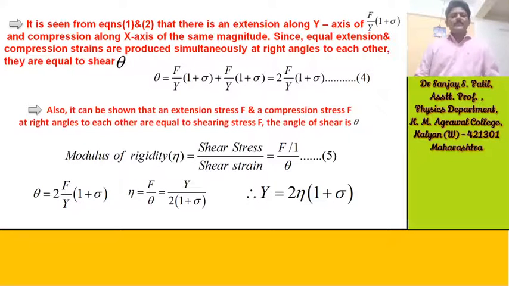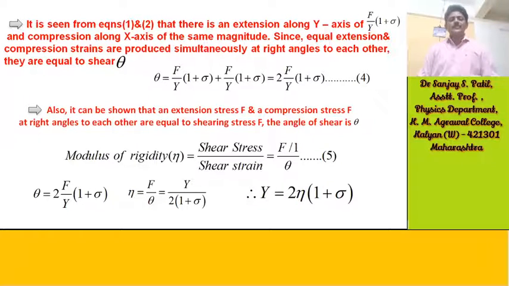It is seen from equations 1 and 2 that there is an extension along y-axis of F by Y into bracket 1 plus sigma and compression along x-axis of the same magnitude. Since equal extension and compression strains are produced simultaneously at right angles to each other, they are equal to shear theta. So theta is equal to F divided by Y into bracket 1 plus sigma plus F divided by Y into 1 plus sigma, which is equal to 2 into F divided by Y into bracket 1 plus sigma. This is equation 4.